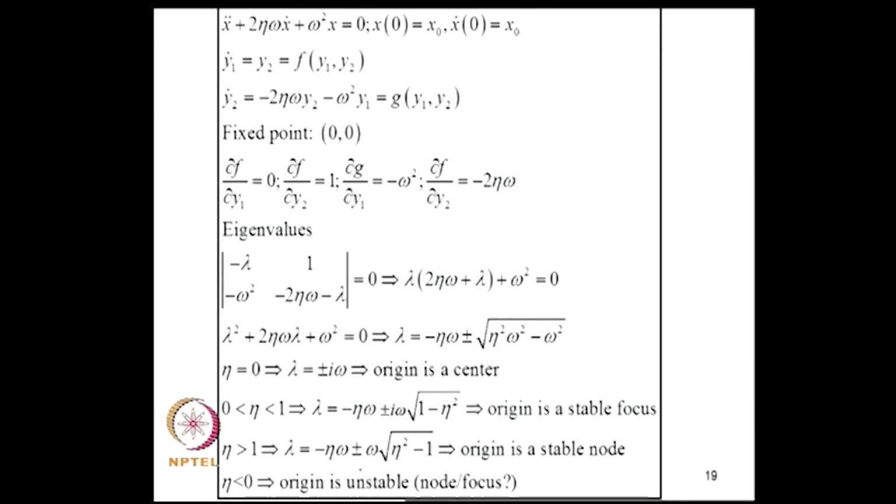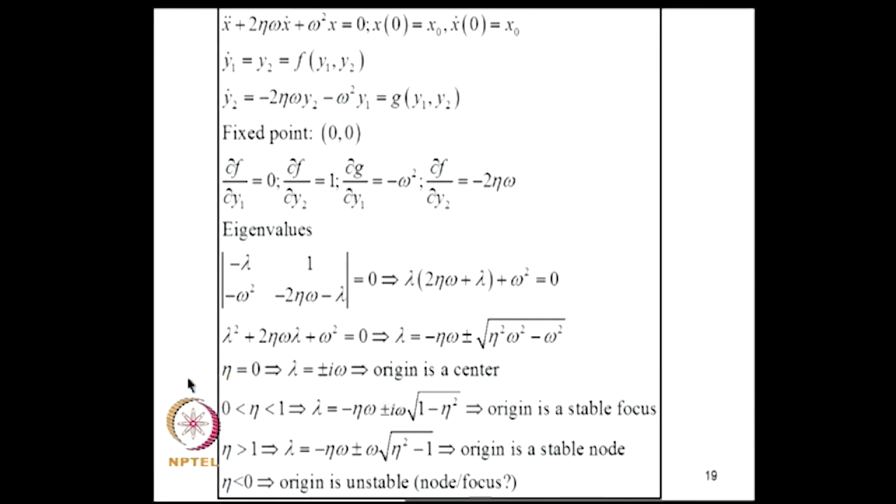Now, let us see what we can learn if we apply these ideas to simple oscillators. Let us take the damped single degree of freedom system x double dot plus 2 eta omega x dot plus omega square x equal to 0, and I introduce y1 dot is y2, y2 dot is this, and this is my f and this is g. The fixed point is 0 0 and dou f by dou y1 is 0, dou f by dou y2 is 1, dou g by dou y1 is minus omega square, dou g by dou y2 is minus 2 eta omega. So, the eigenvalues of this matrix are given by this characteristic equation, and if I write this, I will get lambda as minus eta omega plus minus square root of this.